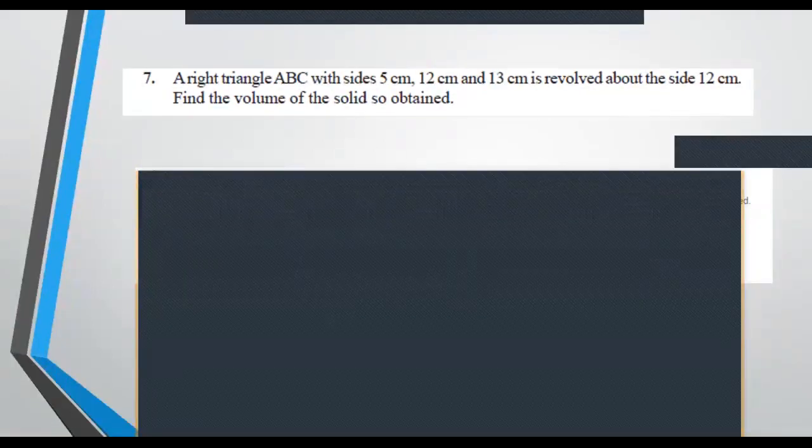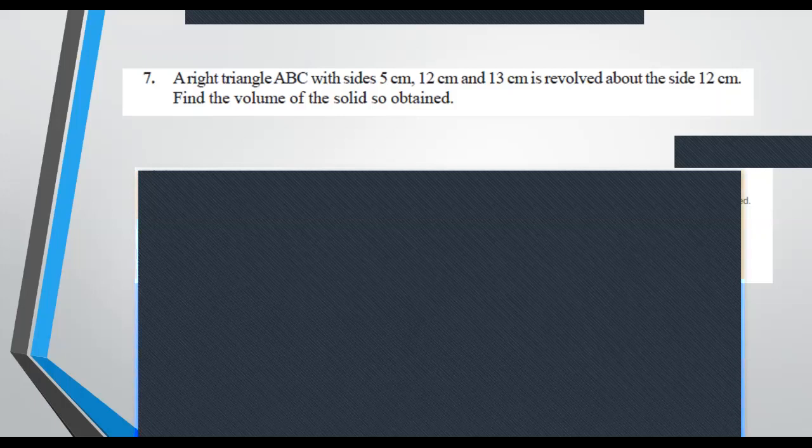So when the triangle is revolved, what do you get then? You get a cone. 5 centimeters is the radius, because it's below. 12 is the height. 5 is the radius and 13 is the slant height. Perfect. And what is 12 then? The height. Wonderful. So here goes the logic.